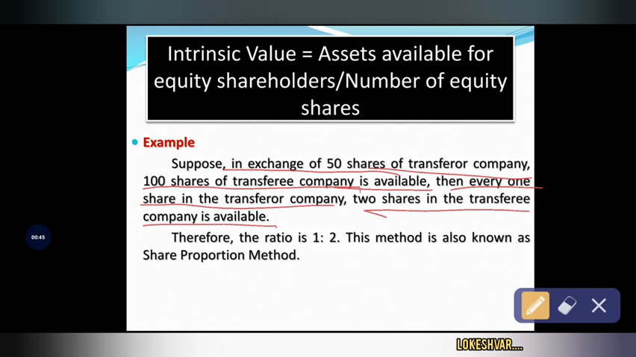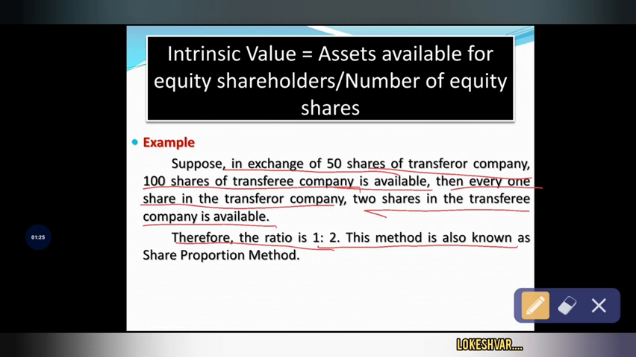because when the transferor company gives 50 shares to the transferee company, the transferee company will give 100 shares, then the ratio between the two companies is nothing but 1:2. Okay, so therefore the ratio is 1:2. Therefore here the companies, that is a transferor company and a transferee company, instead of paying cash in the form of purchase consideration, that purchase consideration will be paid by exchanging shares between the transferor company and transferee company.